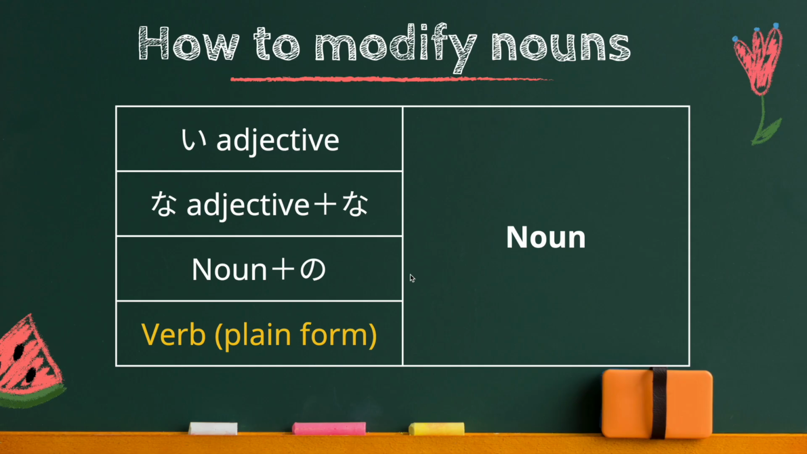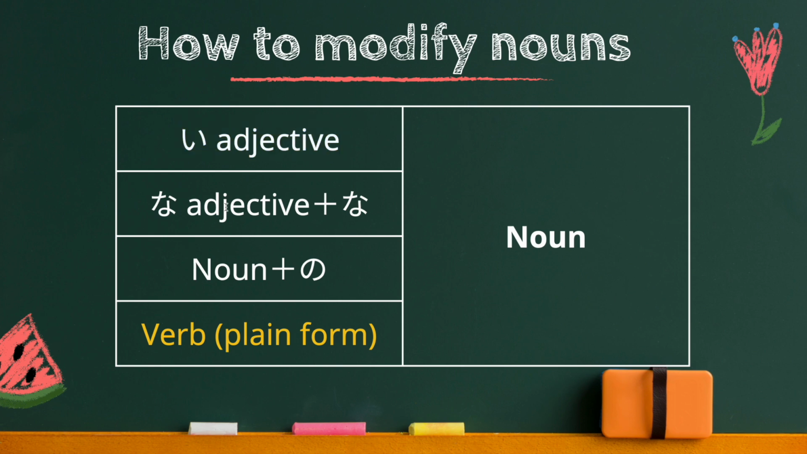You can first modify nouns using e-adjectives. For example, an interesting movie is 面白い映画。面白い is an e-adjective meaning interesting. 映画 is movie, a noun. Therefore, an e-adjective can modify a noun, and you need nothing in between those two. You can directly add the noun after the e-adjective.